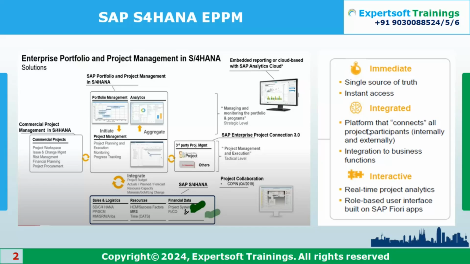So by default, you will get all the models. But you have to pay extra licenses for portfolio project management and commercial project management, along with the Enterprise Project Connector. Nowadays its name has changed. If you have BTP platforms, based on that you can utilize the NetWeaver. So the name got changed, but the functionalities are almost common.